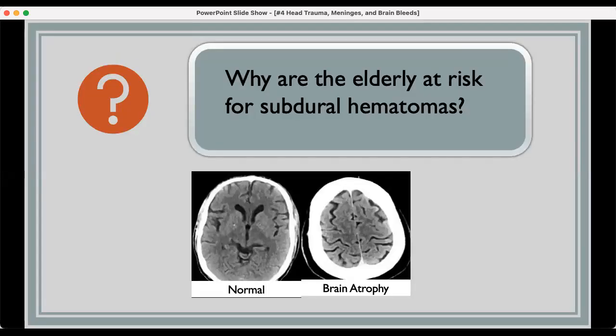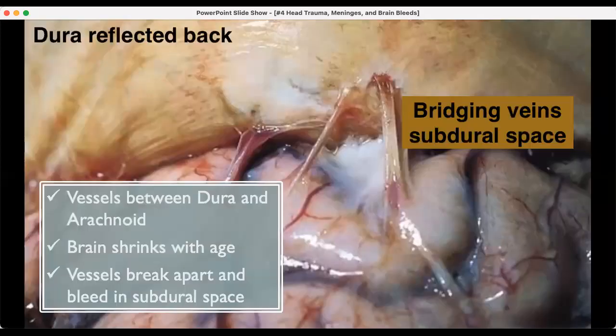So this is brain atrophy, a CT scan showing a normal brain, showing the spatial difference between the brain matter and the skull. So why are the elderly so at risk? The brain, as it tends to shrink, still has these bridging veins between the brain matter and the dura. So these bridging veins are stretched, and then it just doesn't take much, having a little bit of brain trauma. The brain gets sloshed around a little bit, and one of these bridging vessels breaks.